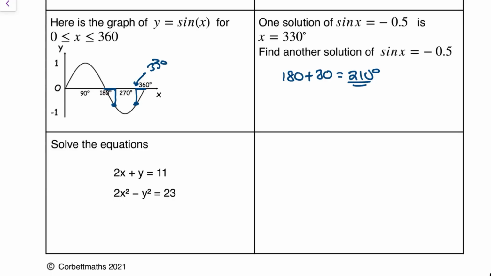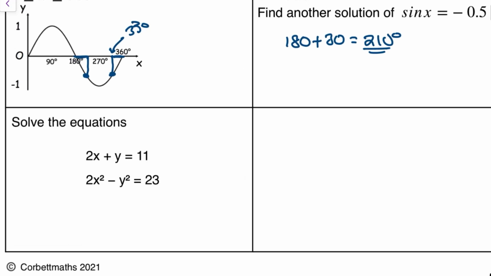We're starting this month kind of okay, aren't we? Next question. Probably going to get a horrible simultaneous equations question, aren't we? I need to rearrange the linear one so that y equals 11 minus 2x. And then I need to put it into this one here. So that's going to be 2x squared minus y squared, which I've just worked out. So it's going to be 11 minus 2x all squared is equal to 23.